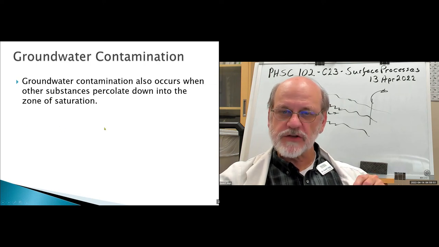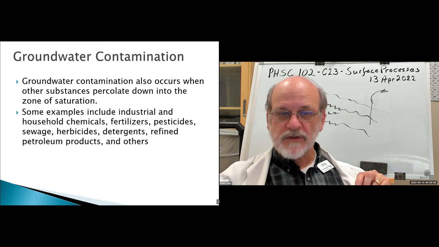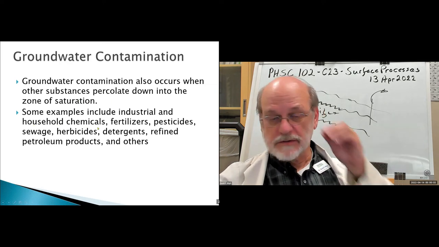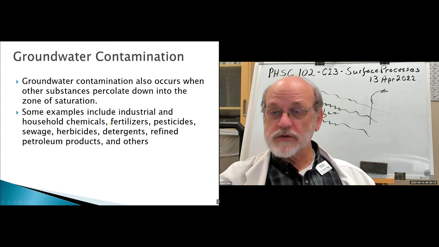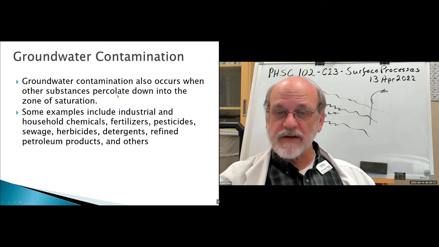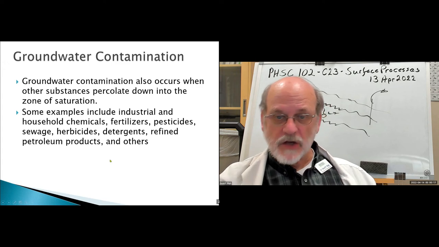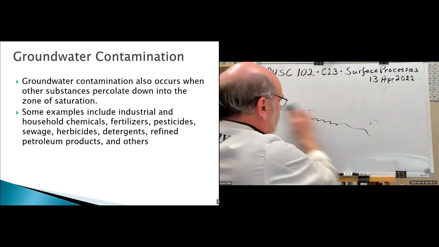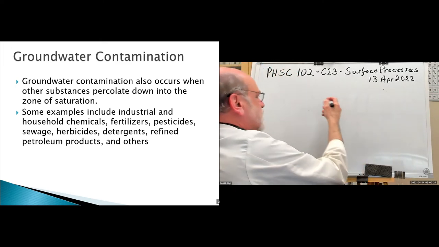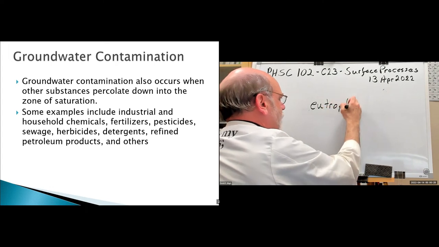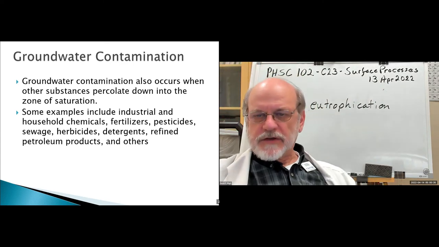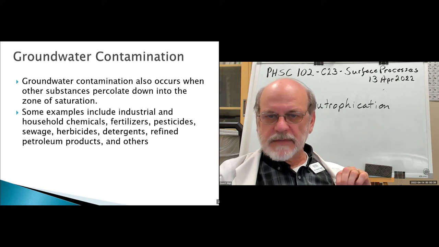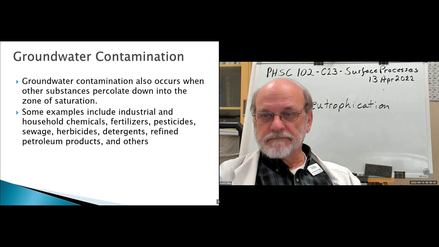We mentioned the introduction of pollutants into the groundwater by percolation from the surface. Some of these examples I mentioned before, even household chemicals can leach into the groundwater. Fertilizers, overusage of fertilizer can be a problem. You can get that into the groundwater, or it can run off into streams and undergo a process. See if I can spell this right. Eutrophication, especially if there's excess phosphate in the water. It tends to promote the growth of algae.